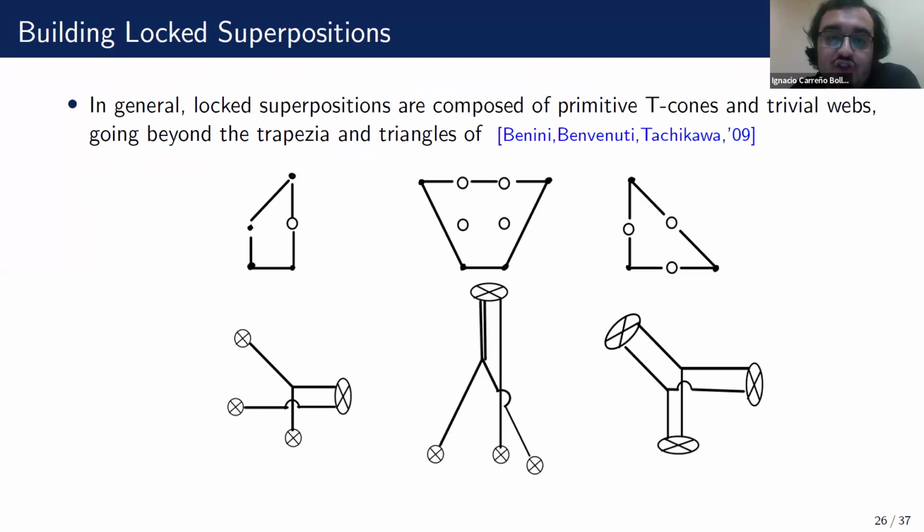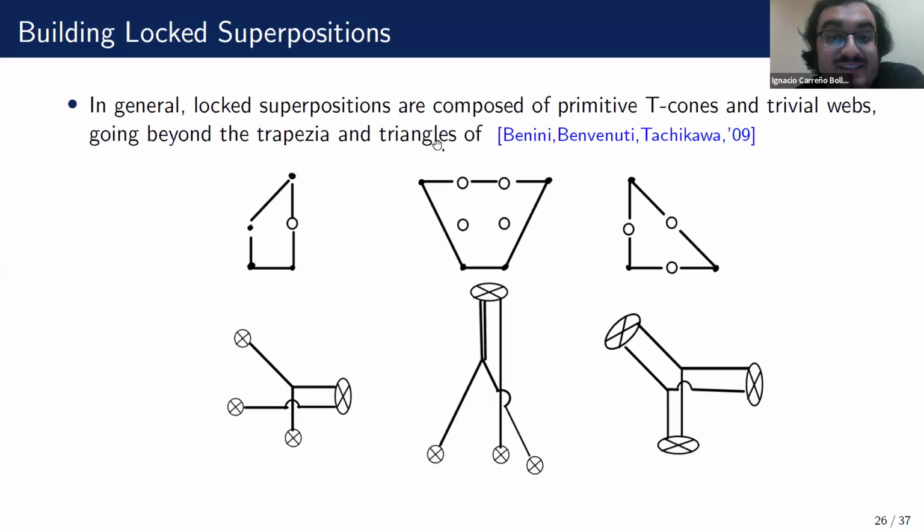Now, in general, locked superpositions are composed of superpositions of primitive T-cones and trivial webs, which are, for example, these segments. We show here some examples. So, for example, we have the trapezium we've already shown, or this 2-2 non-primitive T-cone, which, as advertised, is just the superposition of two 1-0 T-cones.